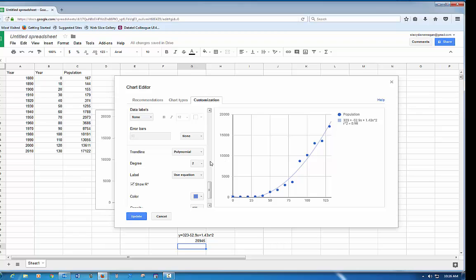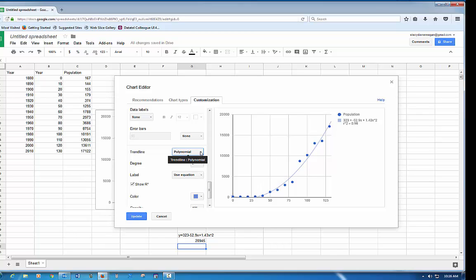So for this one, if I look at each one, the decision that I need to make is, which one is the best fit? This is linear, and it's 85%. This is exponential, and it's 92.5%. And this one is polynomial, and it's 98%. So it's a better fit than any of the others.